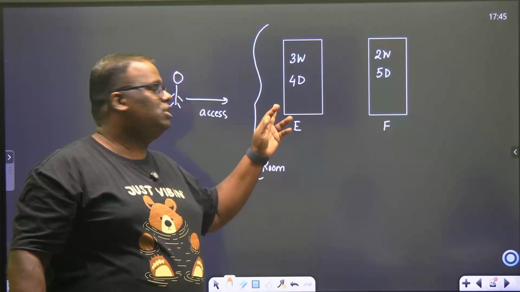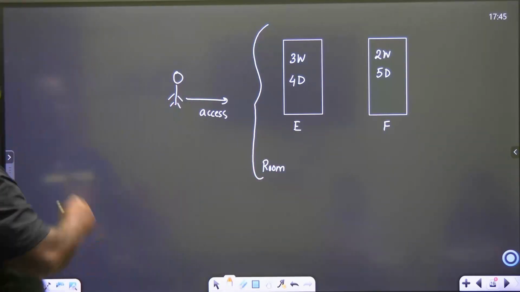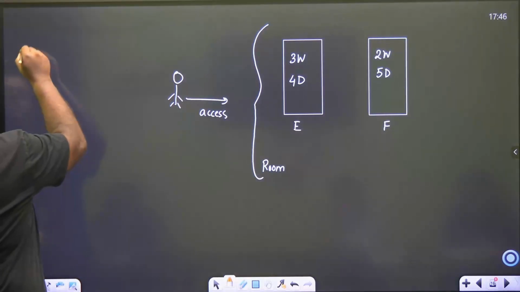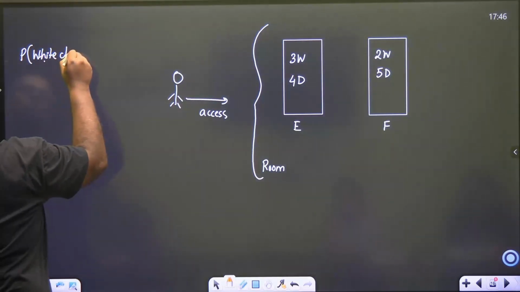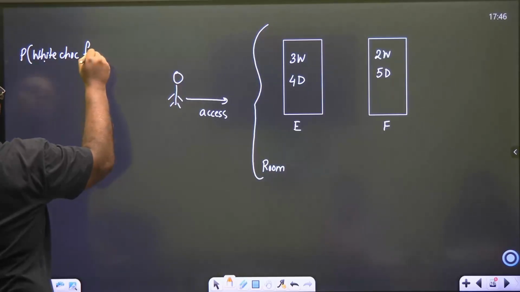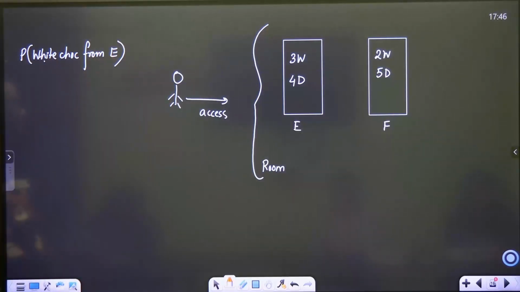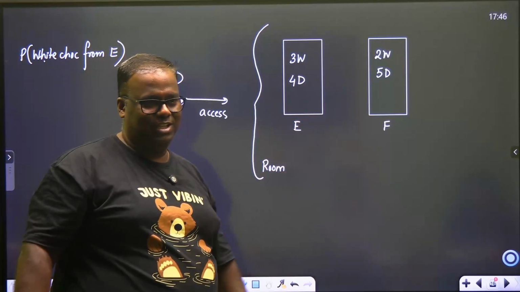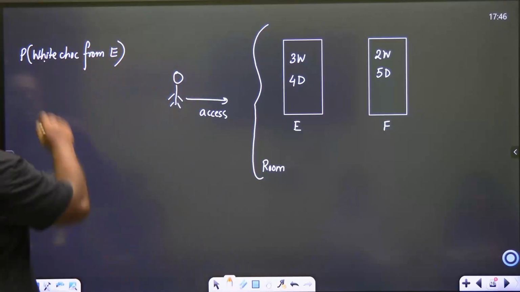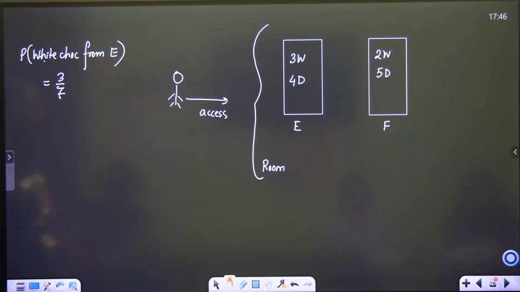What is the probability of picking a white chocolate? See the language. The language will come like this: probability of picking up a white chocolate from fridge E. This is simple probability, which you used to do so many days, right? So straight away it will come 3/7. ये तो आपको करना आता है, ठीक है?